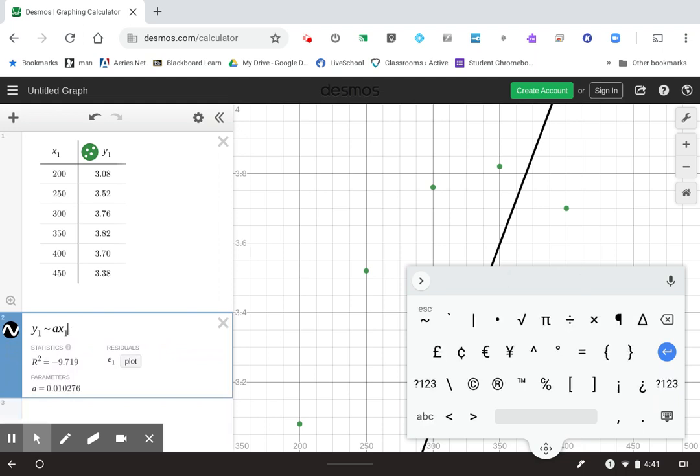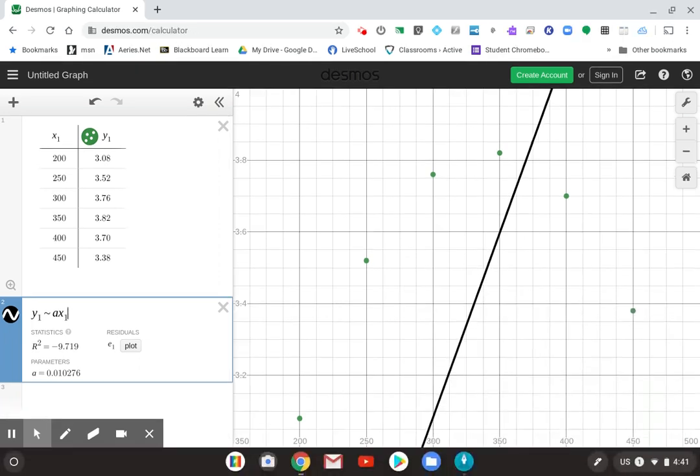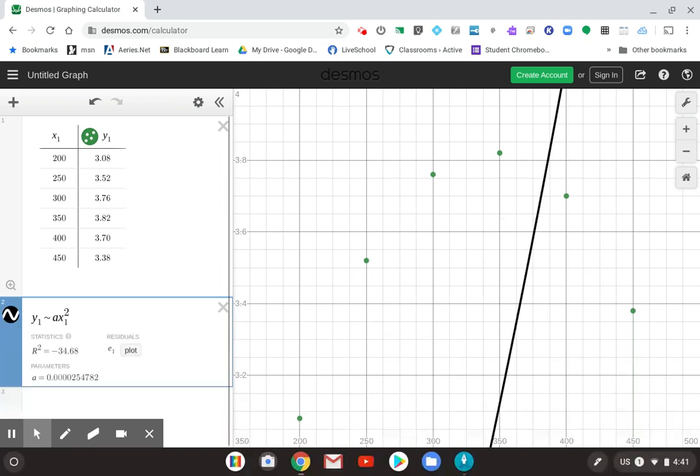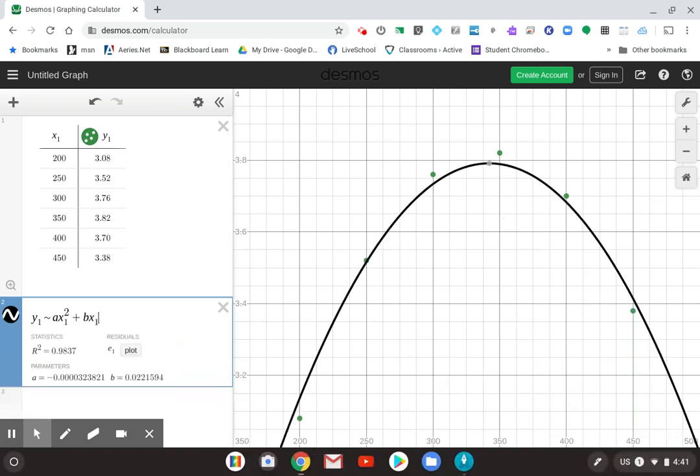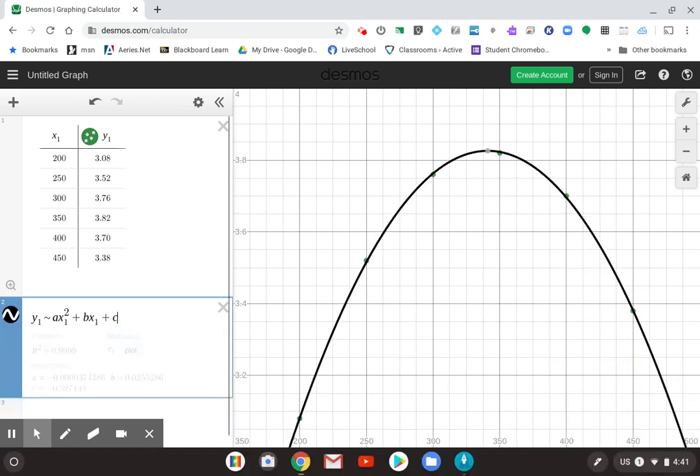Let's see, I'm not used to using this board, sorry. I'm used to using my whole thing. And then you would do shift squared plus bx1. We want the ones because if you look at the table, x1 and y1, they have a 1 with it, plus c. And then you can actually see there is your graph.